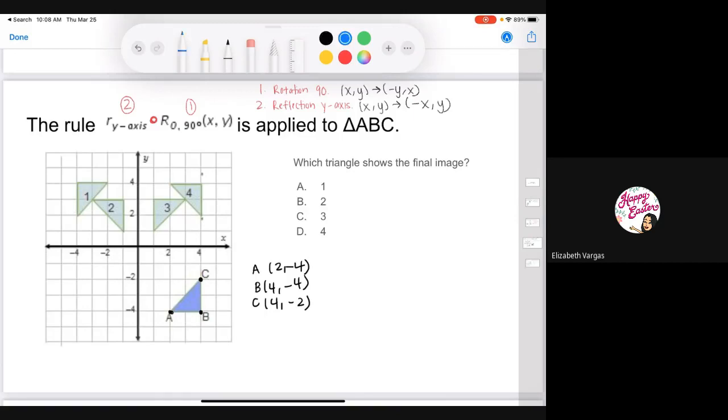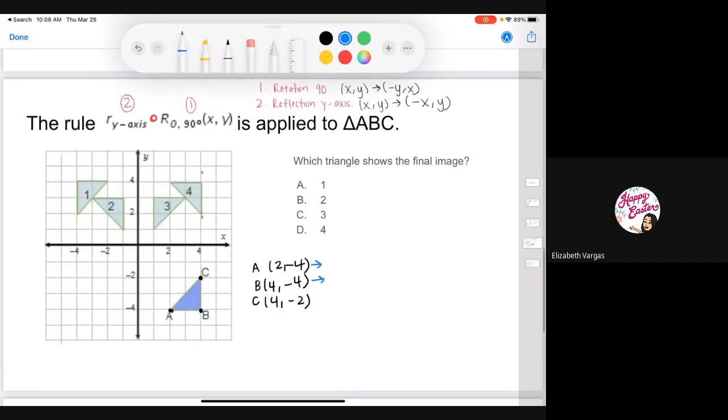Now I want to do my first transformation, which is going to be my rotation. What do I need to do? First thing I need to do is negate the y and then switch them. So 4, 2, 4, 4, 2, 4. Okay, so that's the first thing. Now I want to apply my second transformation. So I need to negate the x. So it becomes -4, 2, -4, 4, and -2, 4.